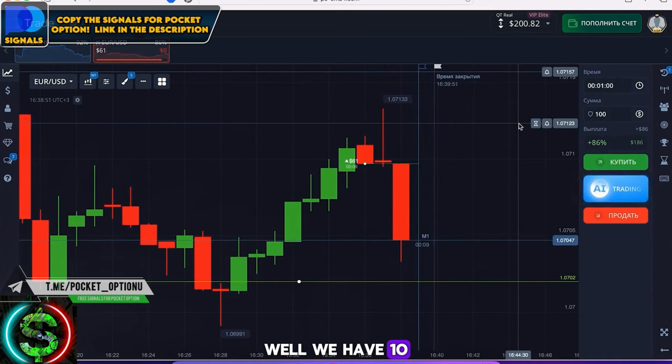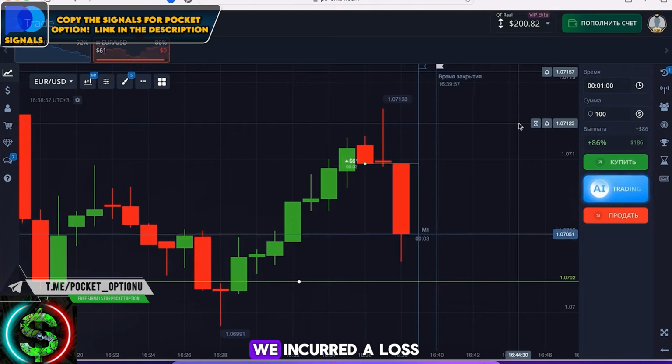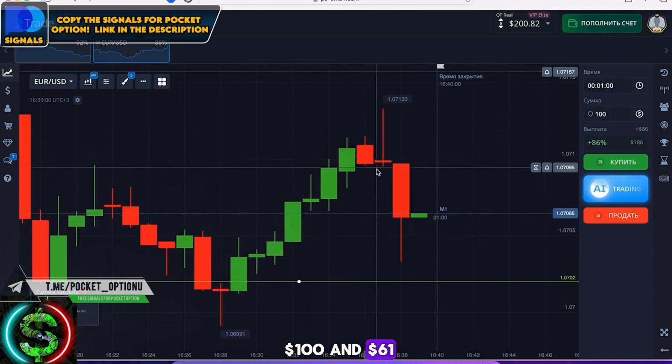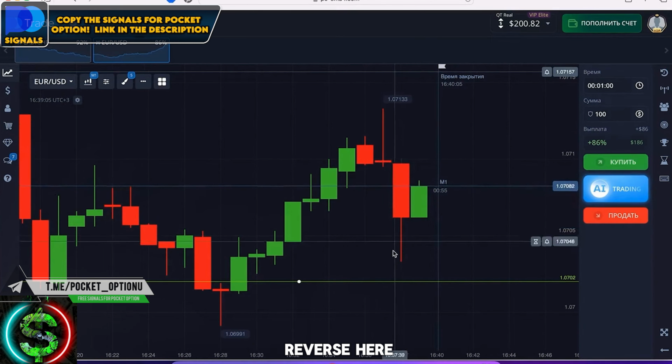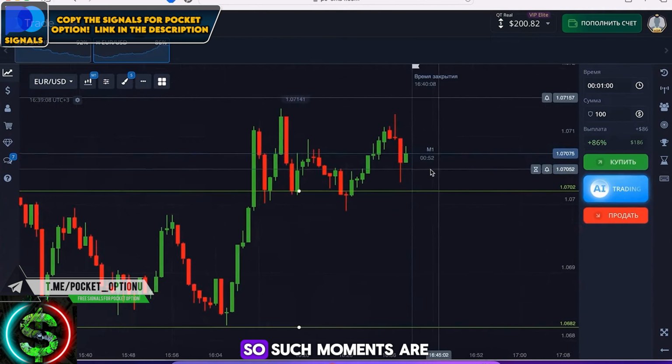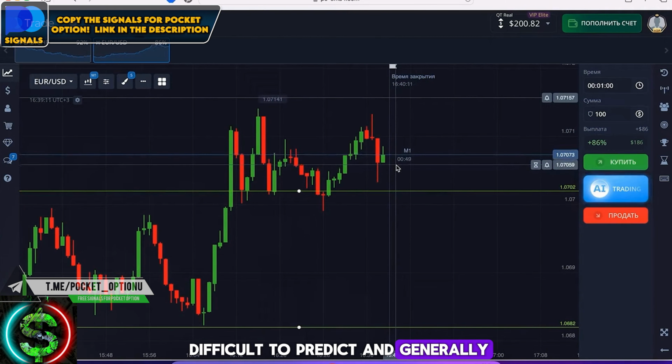Well, we have 10 seconds left, already 5 seconds of our last trade here for an increase. We incurred a loss on the trade of $161. I couldn't predict that the candle would sharply reverse. Here we will have a large candlestick, so such moments are difficult to predict and generally impossible.